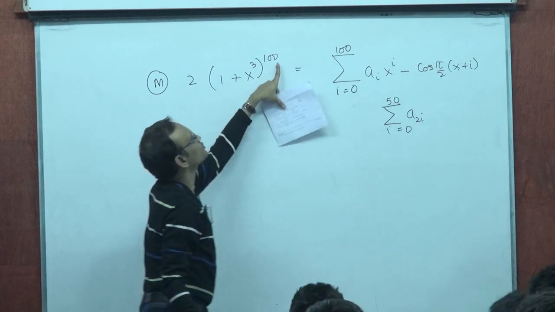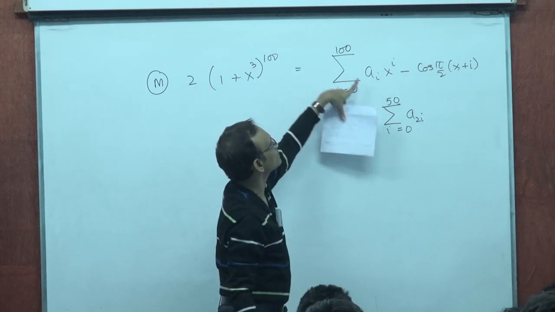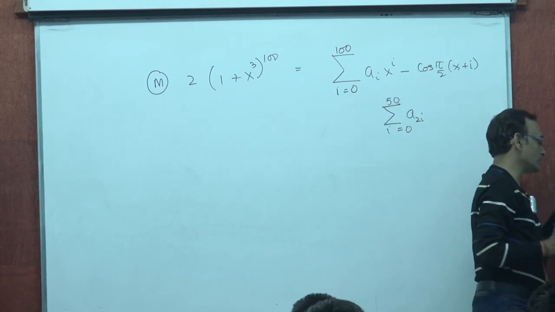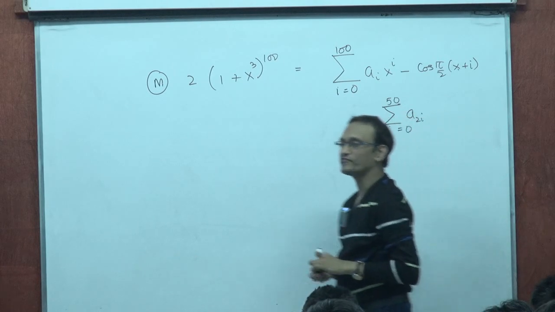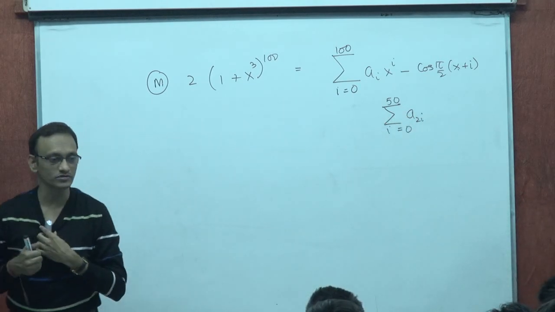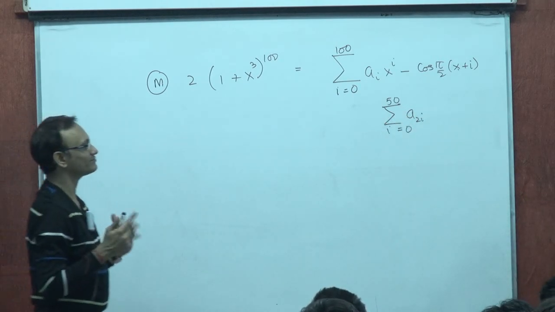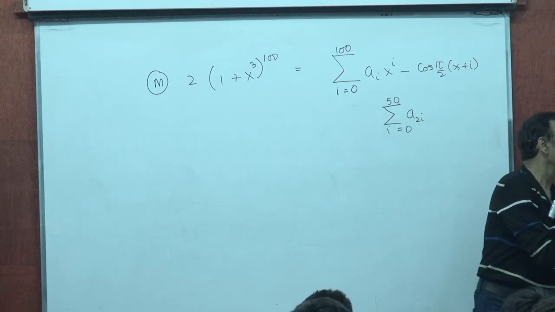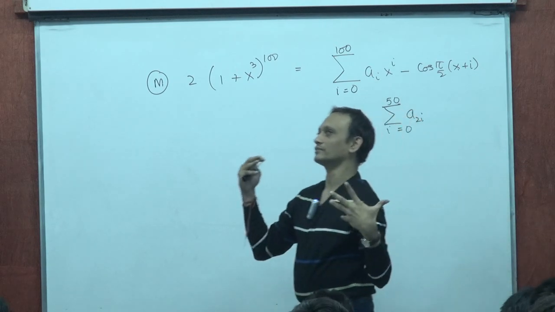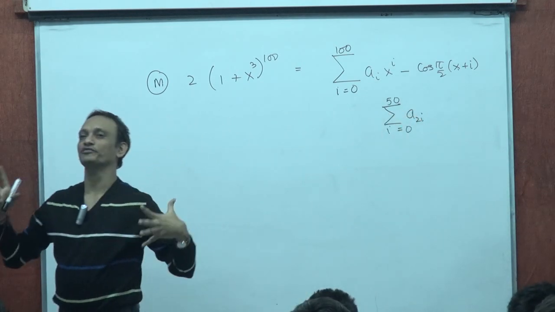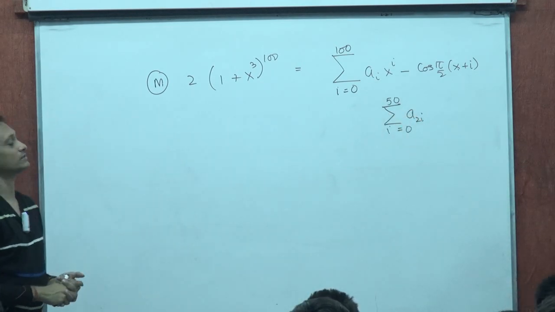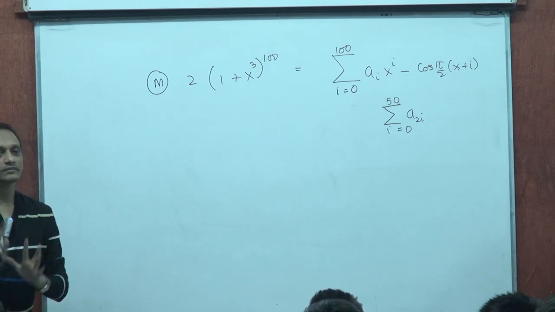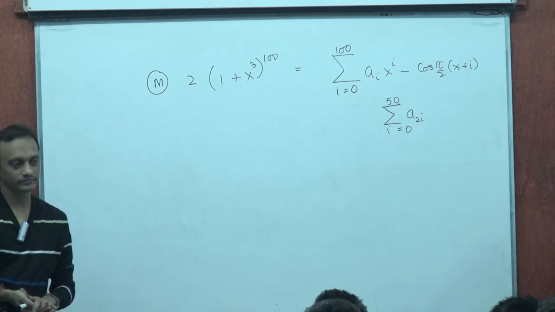Twice 1 plus x cubed to the power 100 is summation i equal to 0 to 100 ai xi minus cos of this. We want to find the value of a0 plus a2 plus a4 plus a100. That's what we want to be able to do. There are times that they add things only to make them look ostentatious, gaudy, and difficult to approach. But this problem is actually very simple.